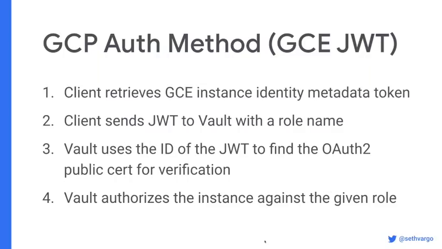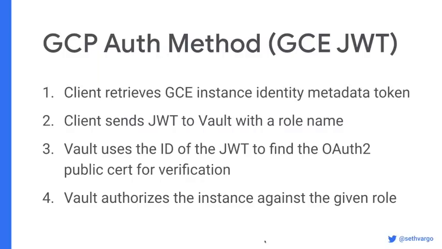If you're a machine, so for example, if you're a compute instance like Google Compute Engine or Google Kubernetes Engine, which runs on instances under the hood, it's very similar, just a little bit different. The machine actually receives its instance identity metadata. That doesn't have to be converted to a JWT token. It's already a JWT token. So that just gets sent directly to Vault with the role name.